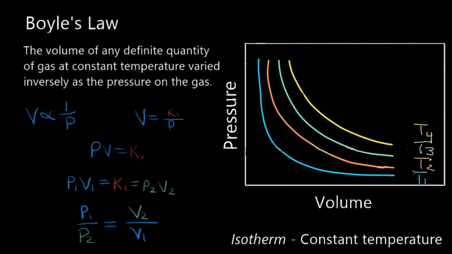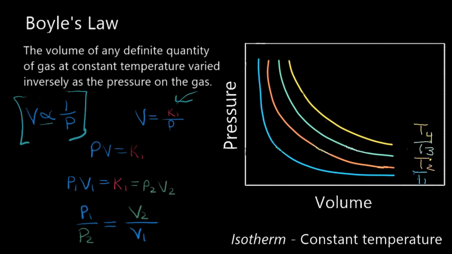So in simpler terms, it is shown right here, where my volume is proportional to, and that symbol means proportional to, 1 over the pressure. If we wanted an exact relationship, we would need some kind of constant. The constant is shown here, our K1 over the pressure. This constant gives us an exact relationship between our volume and our pressure.